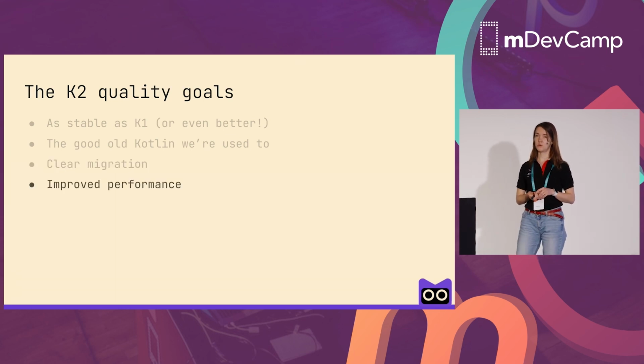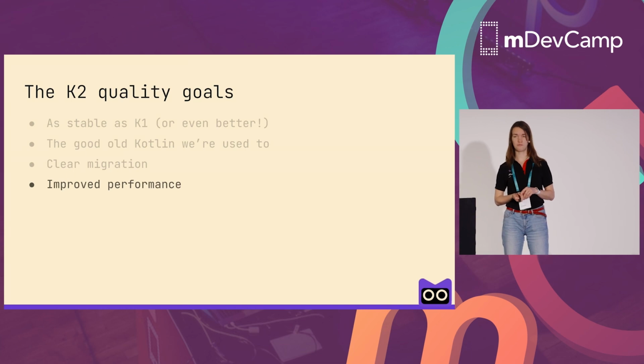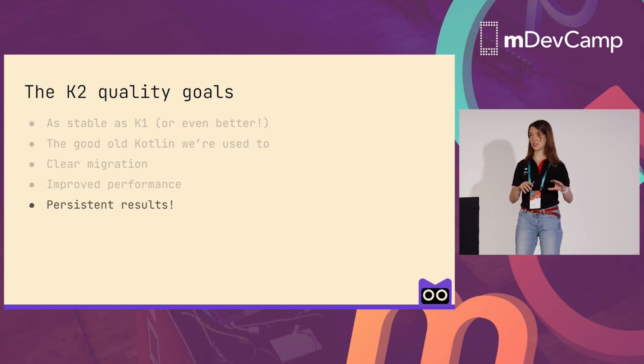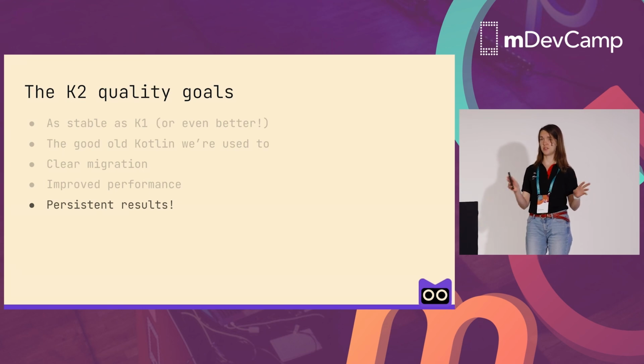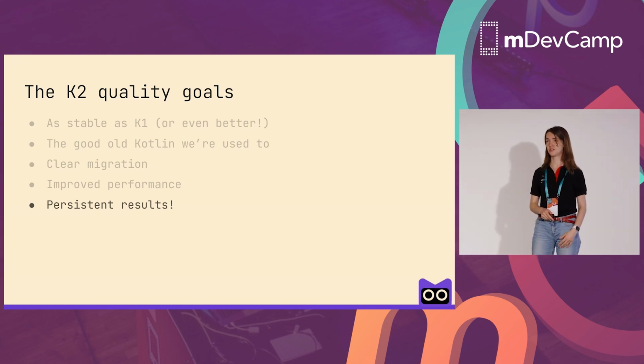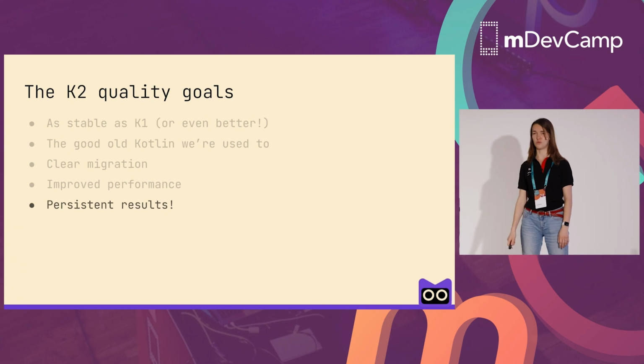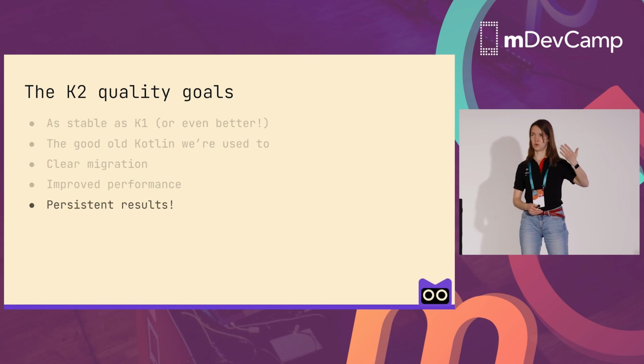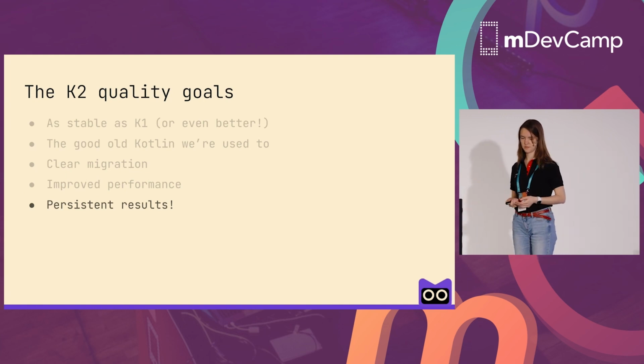Okay, so we also wanted to improve performance, and this is one of our quality goals. And we want those results to be persistent. So it's not that we have stabilized K2 at some point, and we are done, we are good, we are writing new features, we don't care about quality anymore. Instead, we want to set this bar, and after that, work on the results above this.